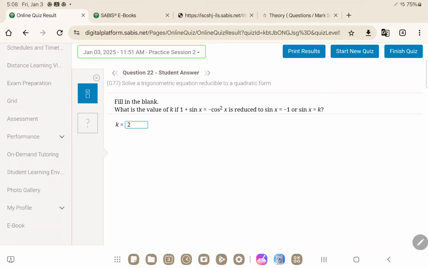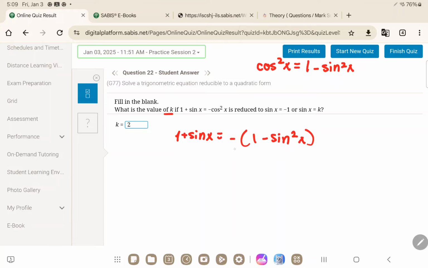What's the value of k if 1 plus sine x equals negative cosine squared x? So we know sine squared x plus cosine squared x equals 1. So for 1 plus sine x, we're going to replace the cosine squared x here, because you can rewrite it as cosine squared x equals 1 minus sine squared x. So we're going to replace this by this. So equals negative, 1 minus sine squared x.